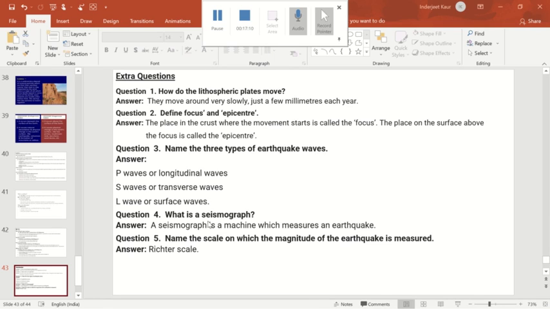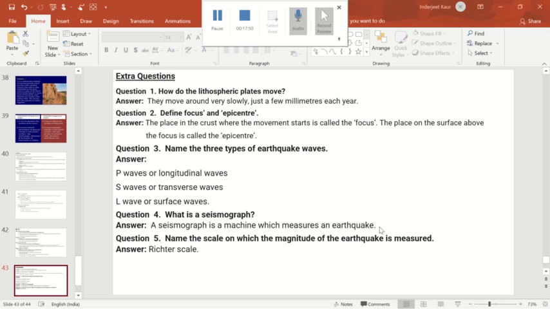Question number 4. What is a seismograph? A seismograph is a machine which measures an earthquake. Now, measuring an earthquake means measuring the intensity of the earthquake. You must have heard that there was an earthquake in New Delhi, Richter scale 4.5, or there was an earthquake in Afghanistan with the Richter scale of 6.4. So what is this 4.5 and 6.4? These are the readings which are given by the seismograph.